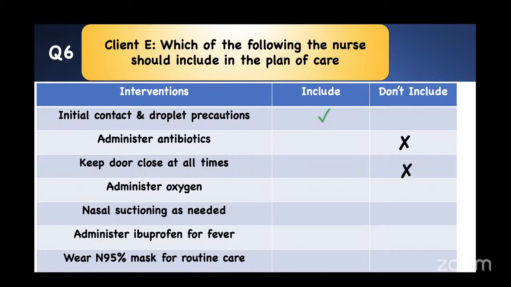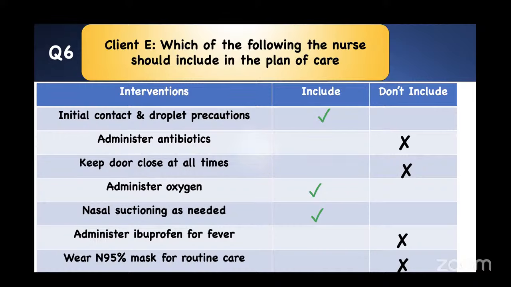Of course, the kid needs oxygen, and you suction them as needed. Then what do you think? Administer ibuprofen for fever? No, the kid is less than 6 months. You have to be more than 6 months to get ibuprofen. And should the nurse wear N95 masks for routine care? I just said it's contact and droplet, so negative. So this is respiratory syncytial virus infection, RSV infection, and this is the management the nurse should expect to be included in a plan of care.